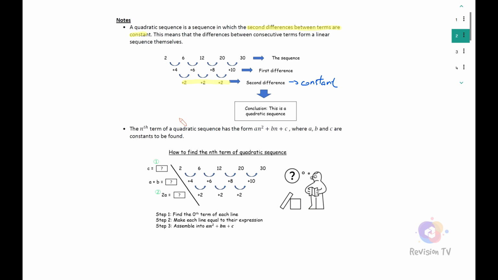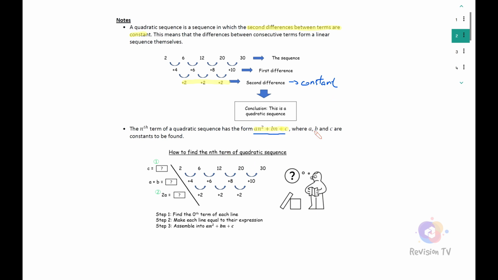Okay, so the nth term of a quadratic sequence has the form an squared plus bn plus c, just like a quadratic expression, where a, b, and c are constants to be found. So you have to find the values of a, b, and c and put them in.